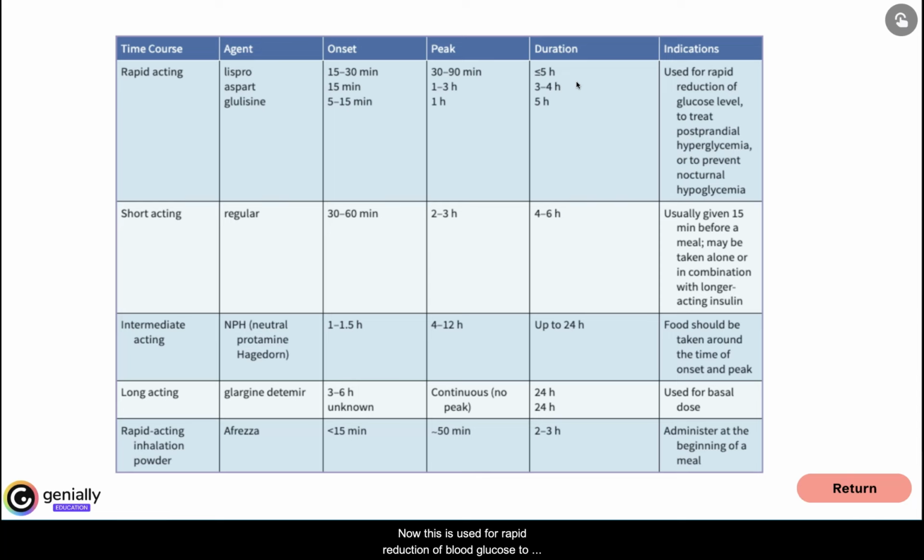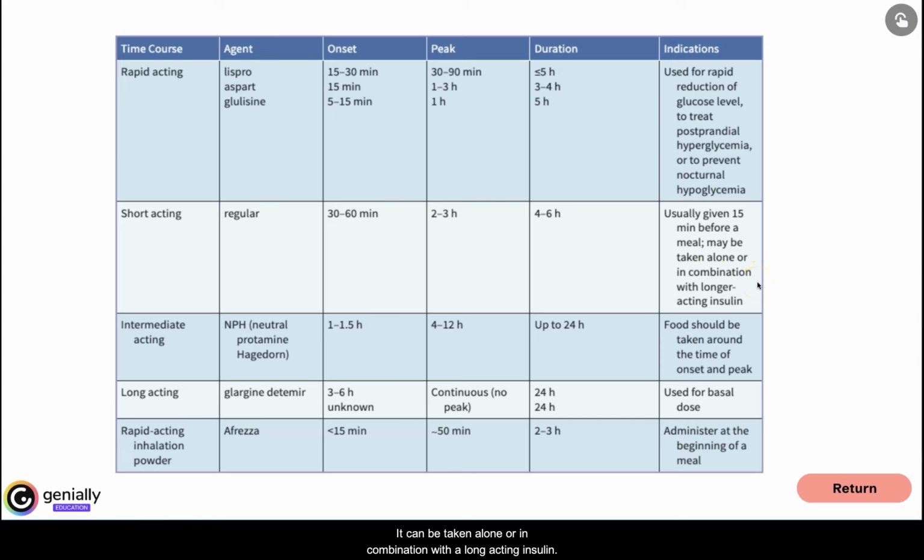This is used for rapid reduction of blood glucose, to treat postprandial, after meal, hyperglycemia. Basically, when the patient is eating, their blood sugar levels are going to go high, so we give them insulin before they eat. Short-acting insulin is the regular insulin. Its onset is 30 to 60 minutes. It's usually given 15 minutes before the meal. You always want to make sure that the patient eats.